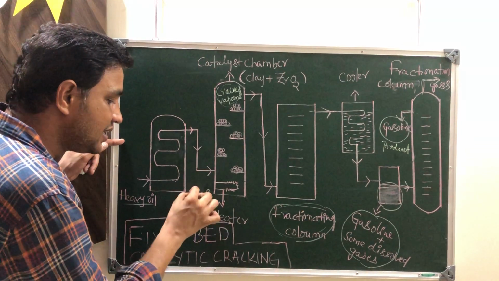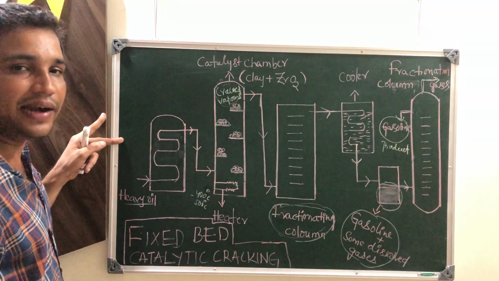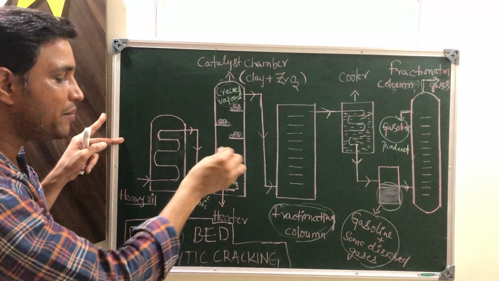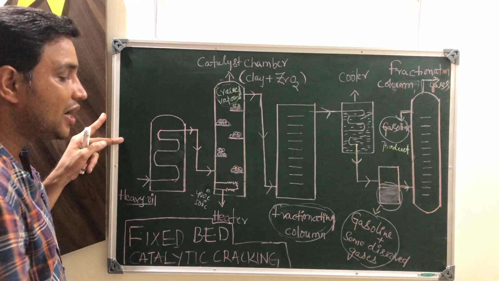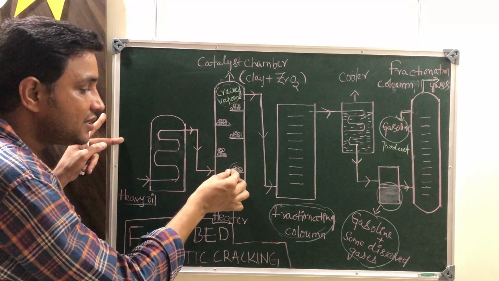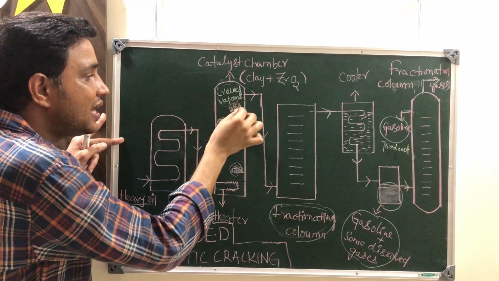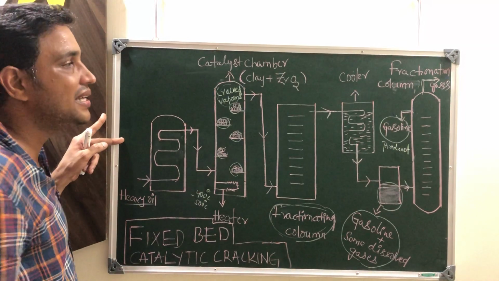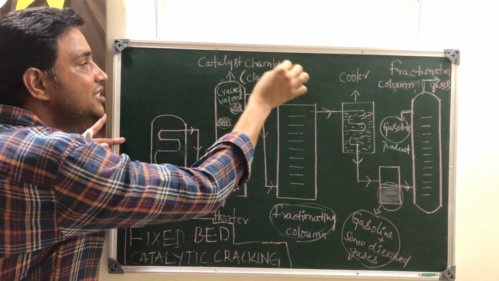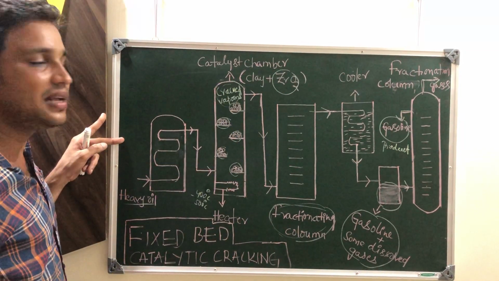400 to 500 degrees Celsius temperature is applied. At that temperature, the heavy oil will turn into vapors. Now the hot conditioned vapors are moving through the chamber and will be in contact with the catalyst. What is the catalyst? Here the catalyst is zirconium oxide mixed with clay.